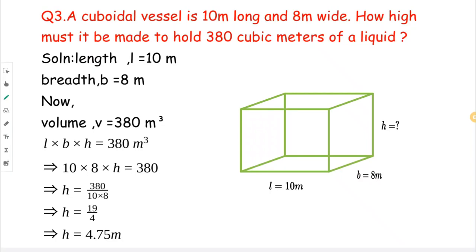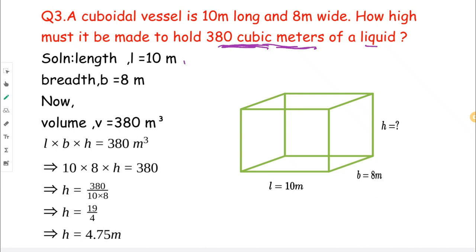Right, continuing 13.5 question number 3. A cubical vessel is 10 meter long and 8 meter wide. How high must it be made to hold 380 cubic meters of liquid? Remember, they have already given us a volume. It has to hold this much, let's say water, because they said liquid. So how high? We have to find the height of this vessel.